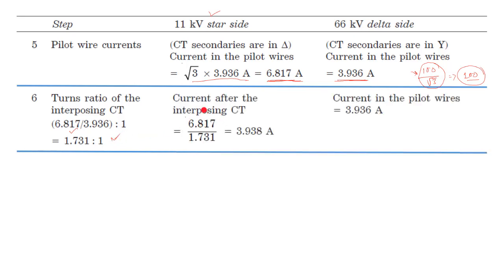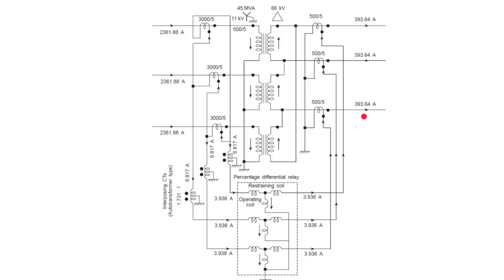Okay. Now the current after the interposing CT: after installing it, the current will become 6.817 by 1.731, which is 3.938, and the other current is 3.936. So now the currents in the pilot wire from both sides are almost equal, and there will be no spill current under normal load condition, right.